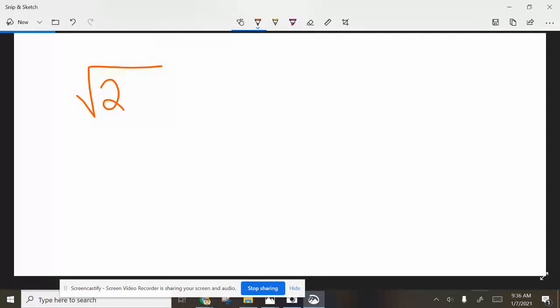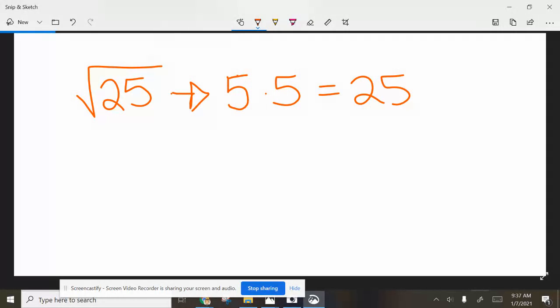If I said, what's the square root of 25? You're going to say, okay, well, what number times itself equals 25? So if I said 5 times 5 equals 25, right? So the square root of 25 is actually going to be 5.